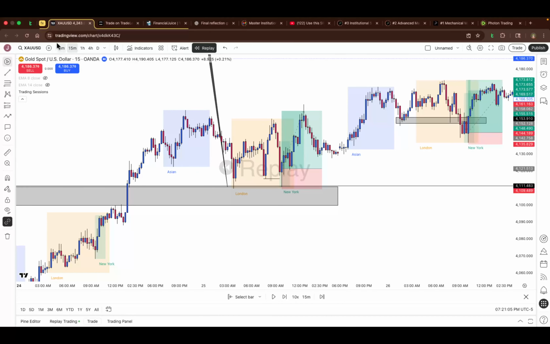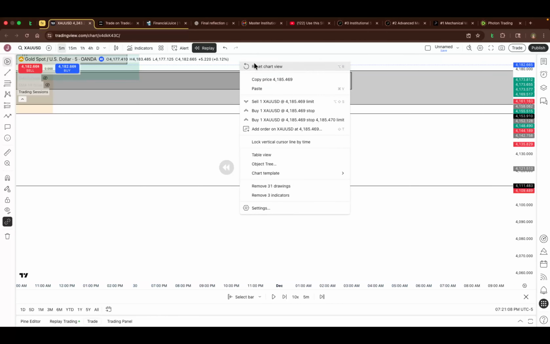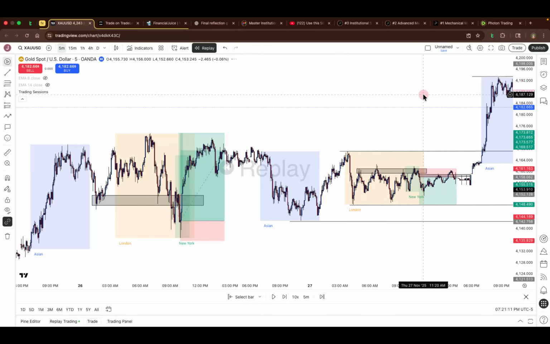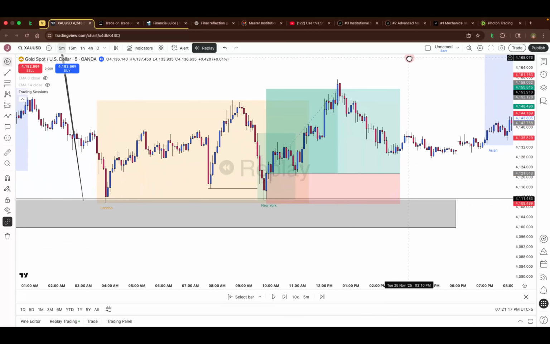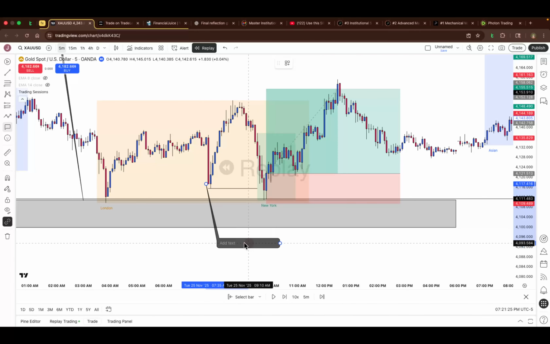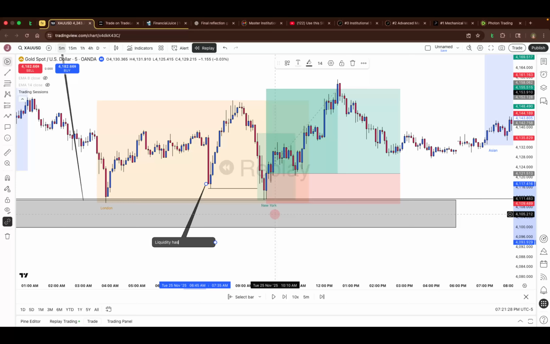So let's go down. Where are we? Okay. All right. So once again, we see price push down here. We see price again. Liquidity has been created at this area. Stop losses are below this area. We are waiting for a sweep, then continuation. That's what we're waiting for.